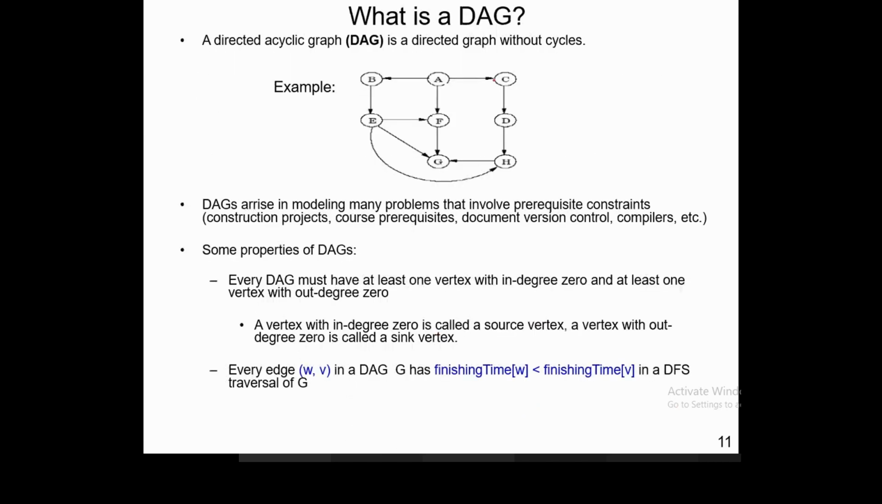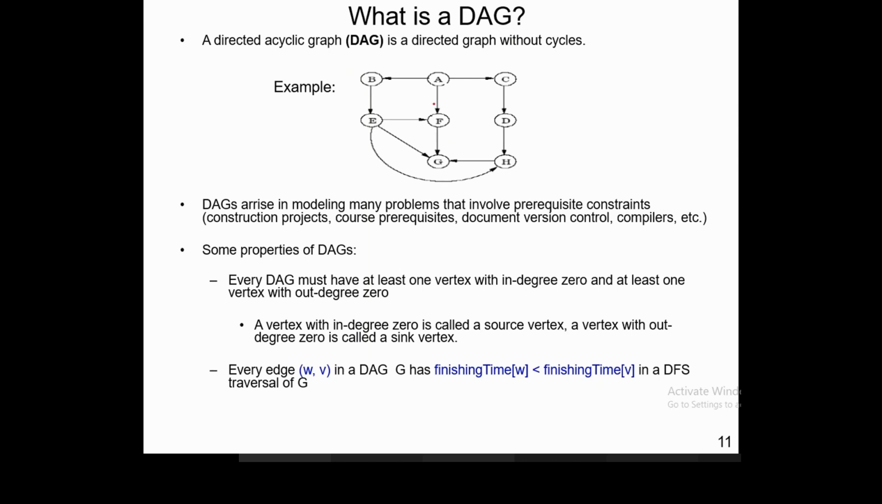Now, what is topological sorting? We'll start in the next slide. Before that, let's discuss the DAG, the directed acyclic graph. A DAG is a directed graph without any cycle. You can see here in this graph, there is no cycle.